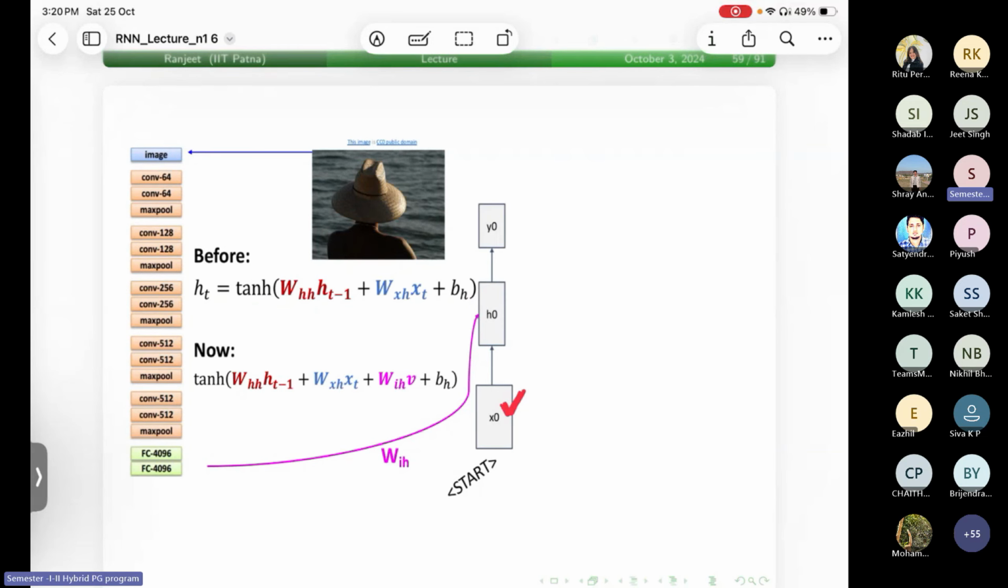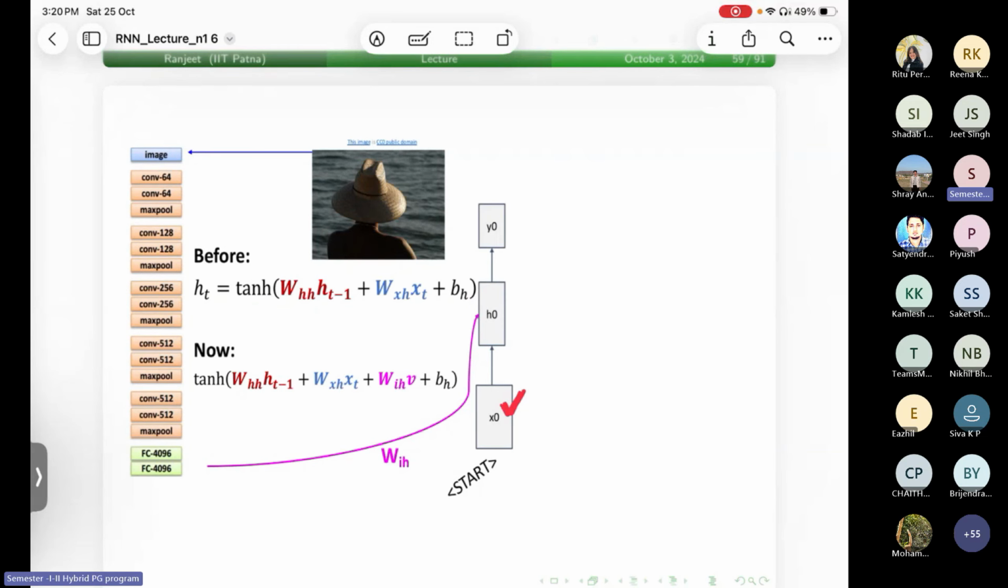So for getting the new state, we are now also involving the image feature, and that's the difference between the previous basic RNN and this image-based RNN, where we are also involving the image, because we have to give the description of the image. So this is the new equation, and this is the new part that has been added here.